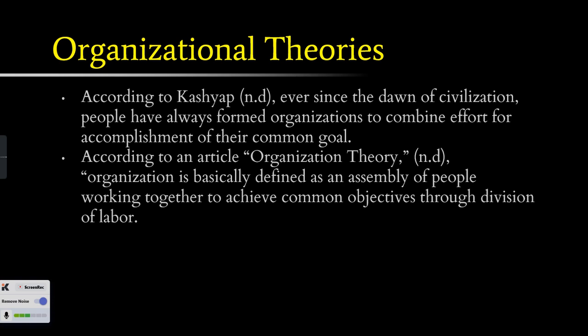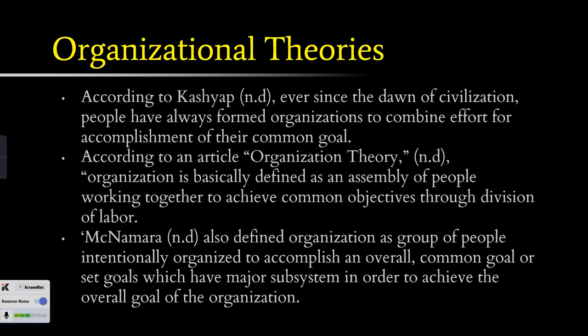The definition of the term organization differs according to approaches and characteristics defined by different theories. We have here another definition of the word organization according to an article, Organization Theory. Organization is basically defined as an assembly of people working together to achieve common objectives through division of labor. McNamara also defined organization as a group of people intentionally organized to accomplish an overall common goal or set of goals, which have major subsystems in order to achieve the overall goal of the organization.